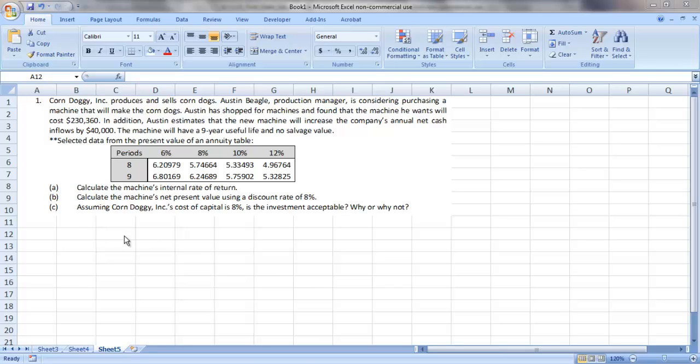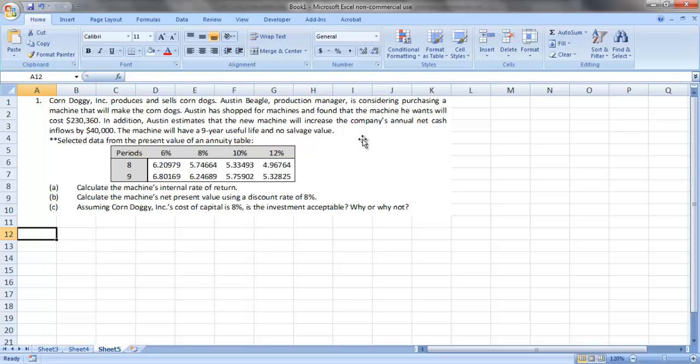In this demonstration, we're going to look at how to calculate the internal rate of return and the net present value of a capital investment project. If we look at our sample data, we see that Corn Doggy Inc. produces and sells corn dogs. Austin Beagle, Production Manager, is considering purchasing a machine that will make corn dogs.